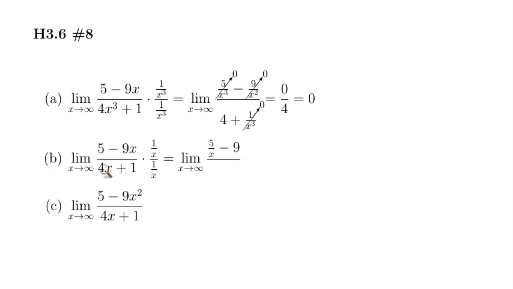Denominator, so 4x times 1 over x is going to be just 4 because x cancels out. All right, then if you distribute 1 over x to 1, you get 1 over x. So you're going to get just 1 over x. All right, so we get that.